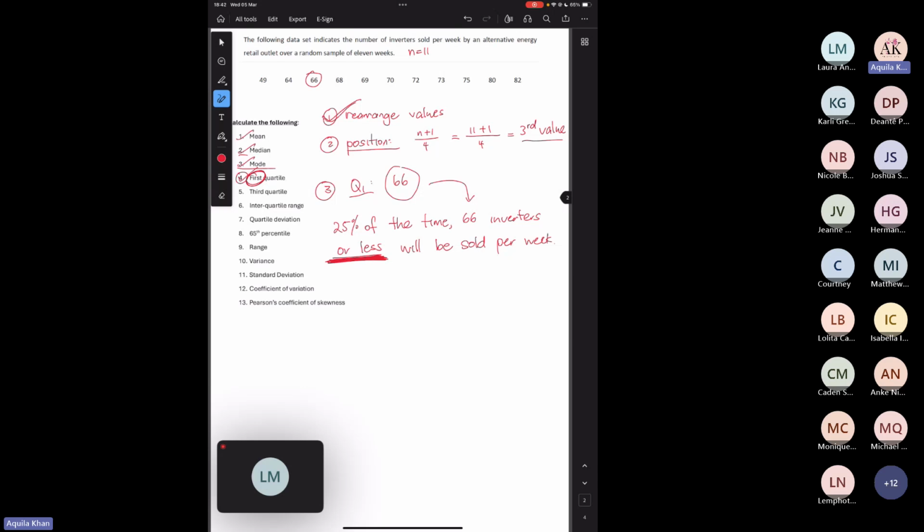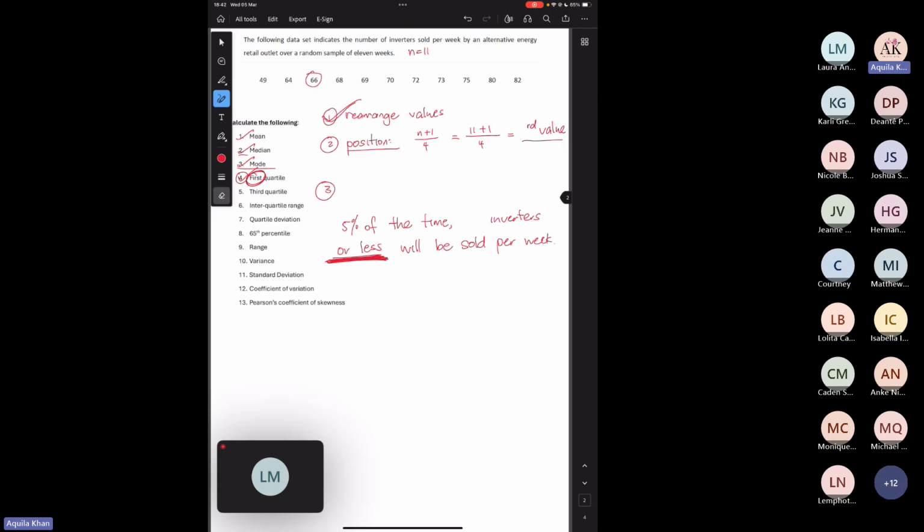Now number 5 is looking at the third quartile. The third quartile is also very, very similar to what we've just done. It is so similar that even the formula for the position is almost identical.